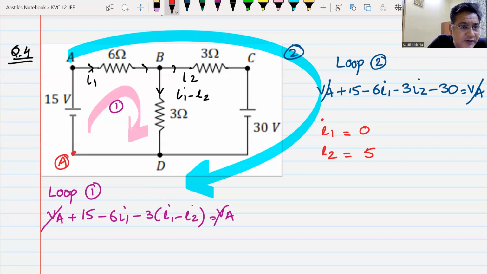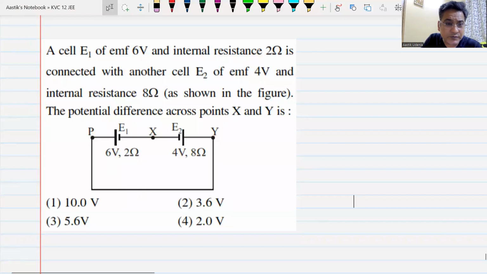Now at this point, let me take this one. This is from one of your last year papers, 21 or 22, I don't know, the year is not mentioned. You can see the type of question that you are going to face in the exam. A single loop problem. We have done multiple loop problems.